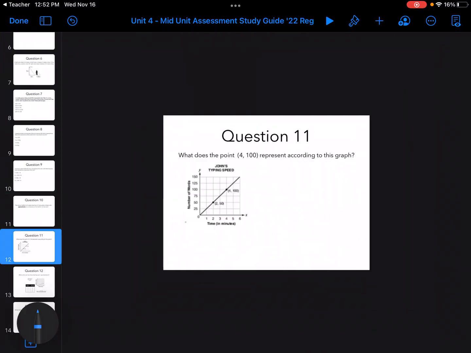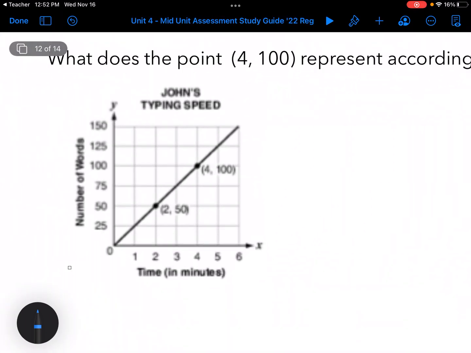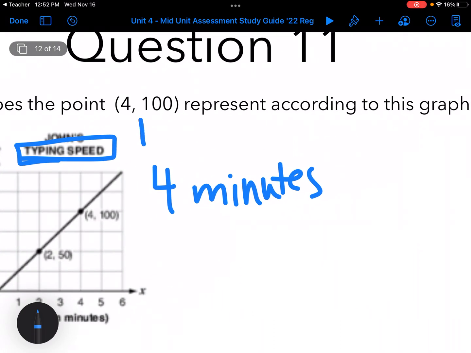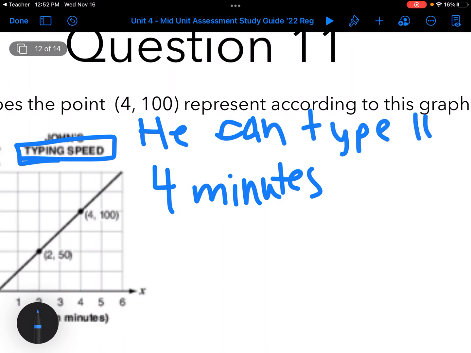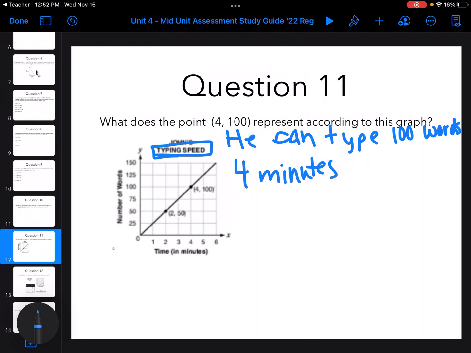All right, what does 4/100 represent according to the graph? Well, 4 represents the time, so 4 minutes. And we're talking about the typing speed. So he can type 100 words in 4 minutes. And I'm getting that information from the 4 is the X and 100 is the Y.